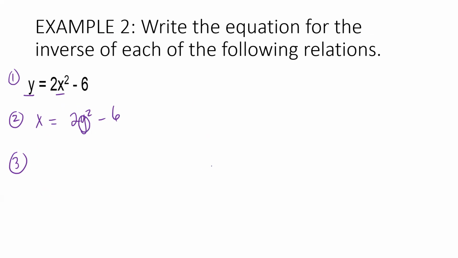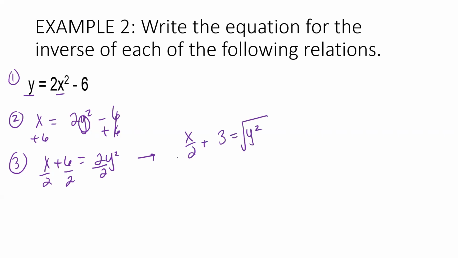So what are the steps I'm going to take to get y by itself? I'm going to add 6, and I get x plus 6 equals 2y squared. Divide by 2, divide by 2, and we're left with x over 2 plus 3 equals y squared. Last thing I need to do is take the square root of this entire side. So we're left with y equals plus or minus the square root of x over 2 plus 3.